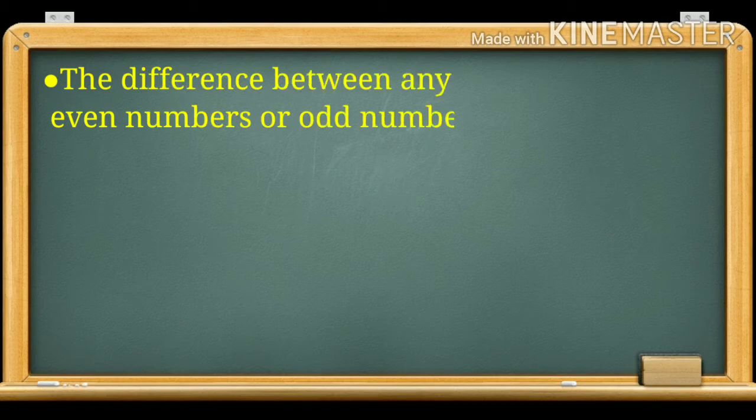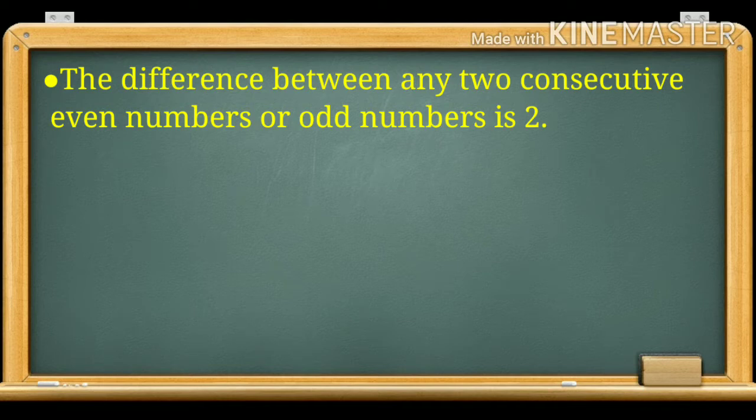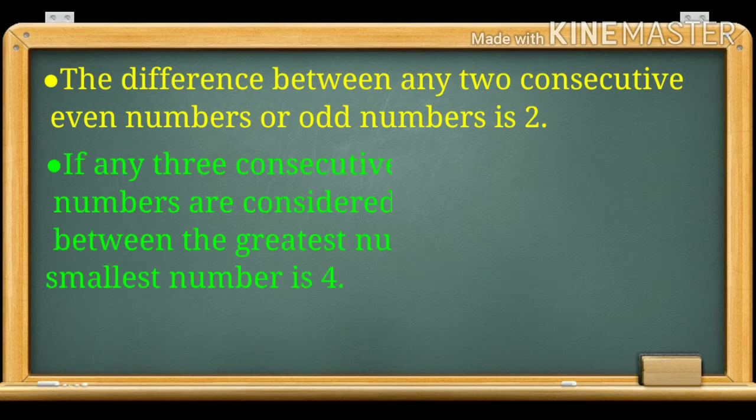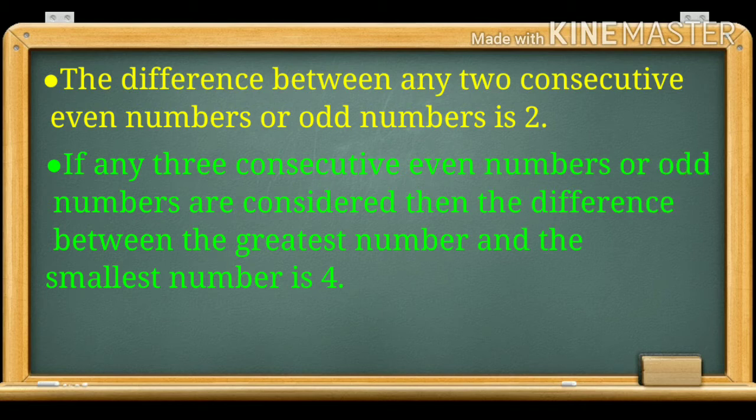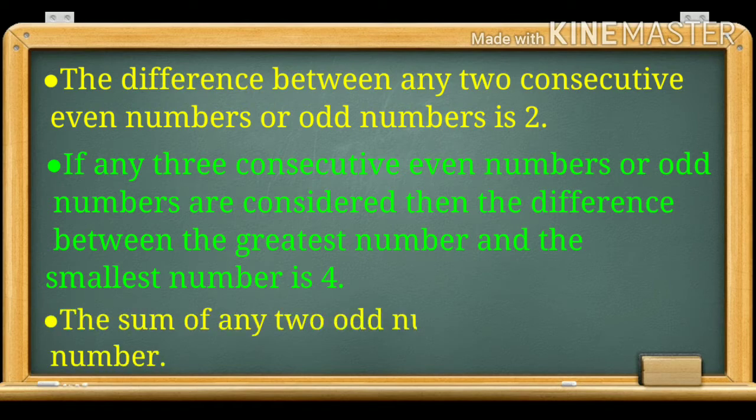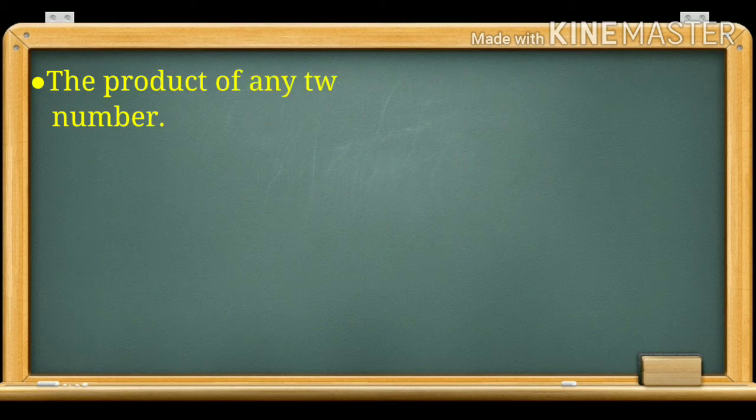Also remember that the difference between any two consecutive even numbers or odd numbers is always 2. If any three consecutive even numbers or odd numbers are considered, then the difference between the greatest number and the smaller number is 4. The sum of any two odd numbers is an even number. Next, the product of any two odd numbers is an odd number.